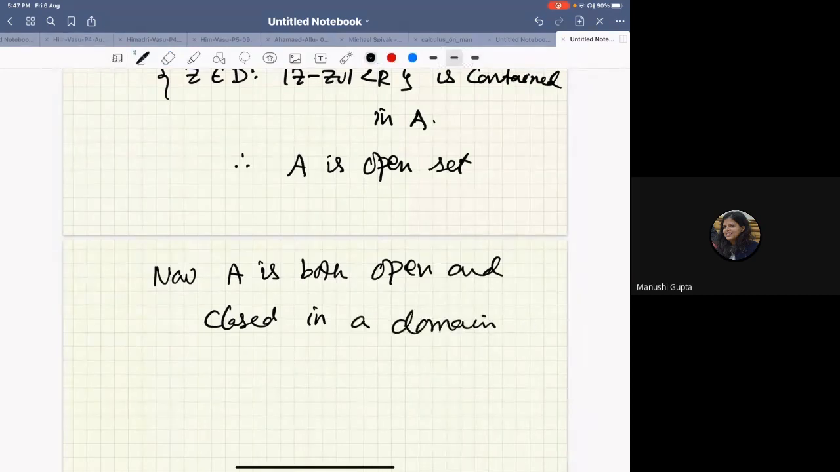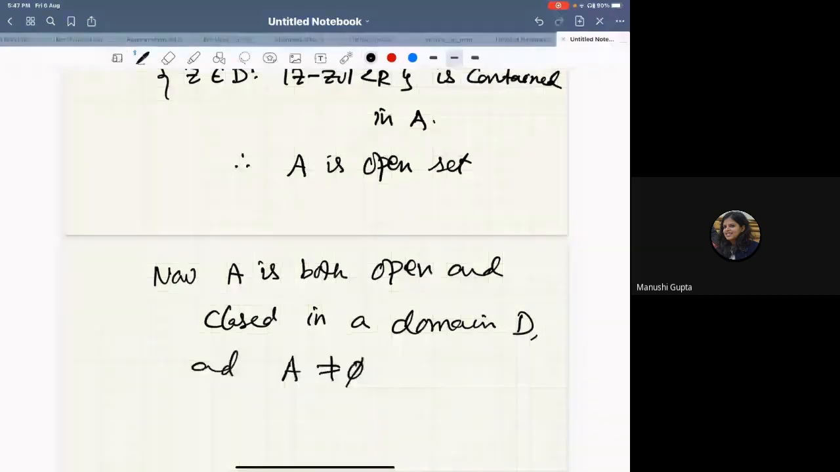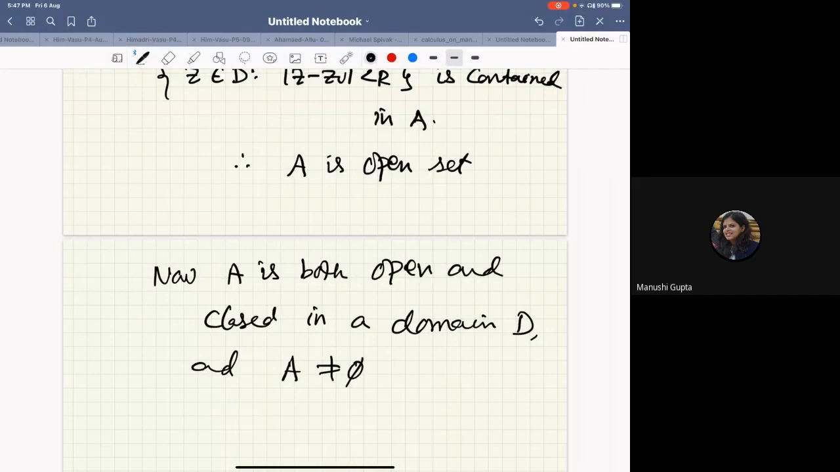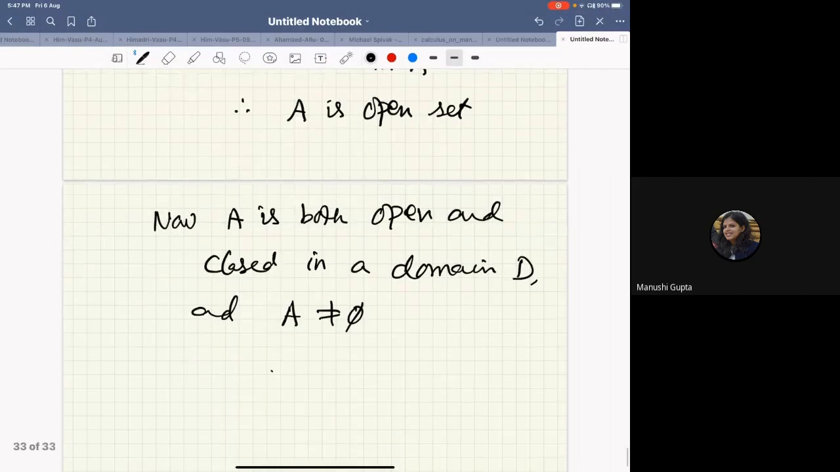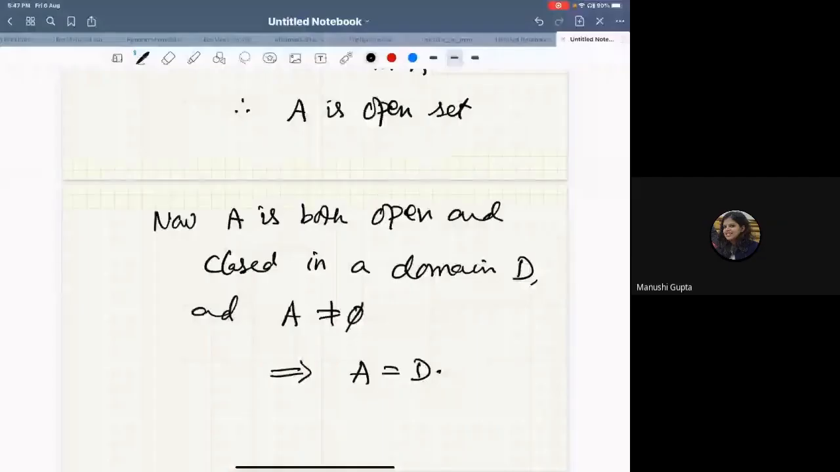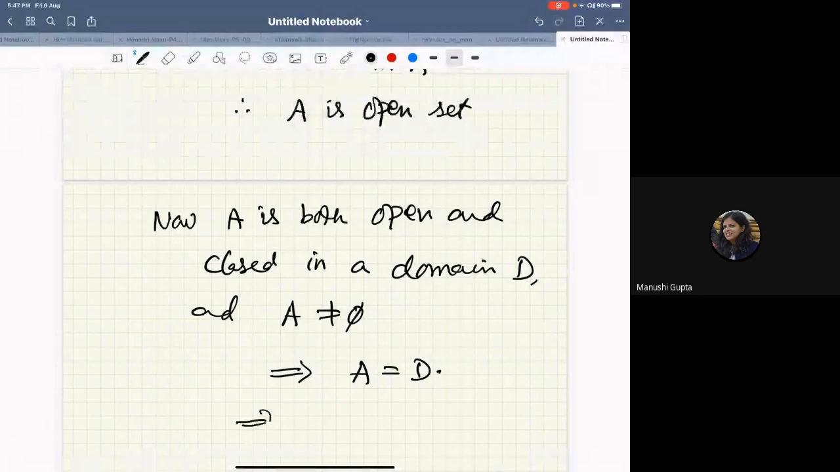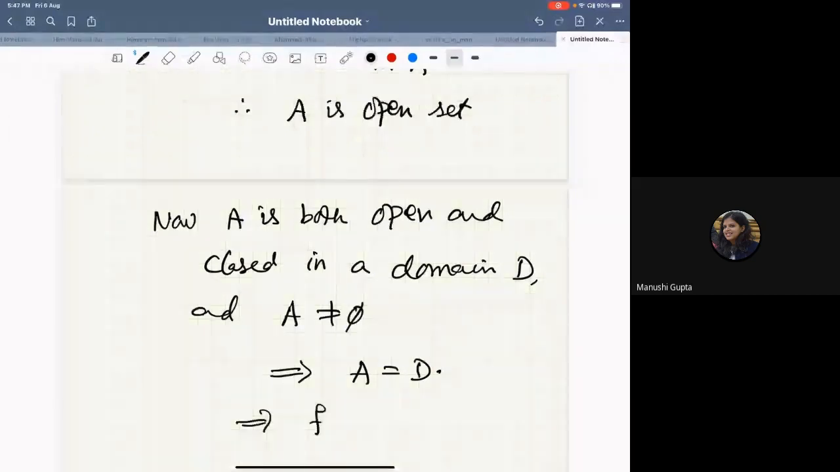In a domain D, A is a non-empty set. Since a domain means it's an open connected set, what does it mean? This implies A equals D. Okay, A equals D. Therefore, this implies A equals D, which means f is identically equal to 0.